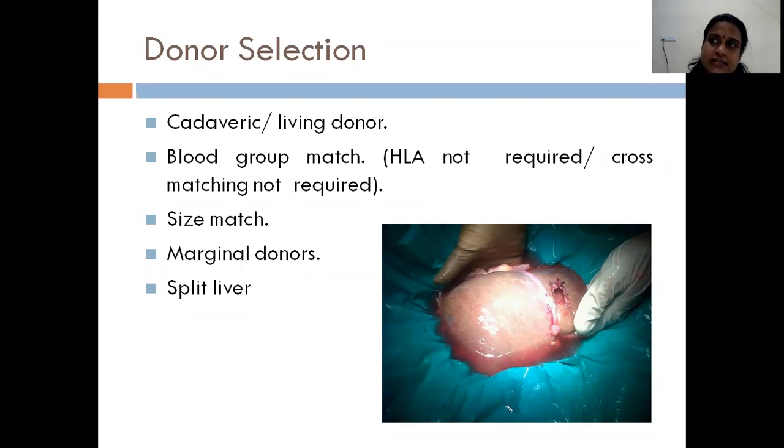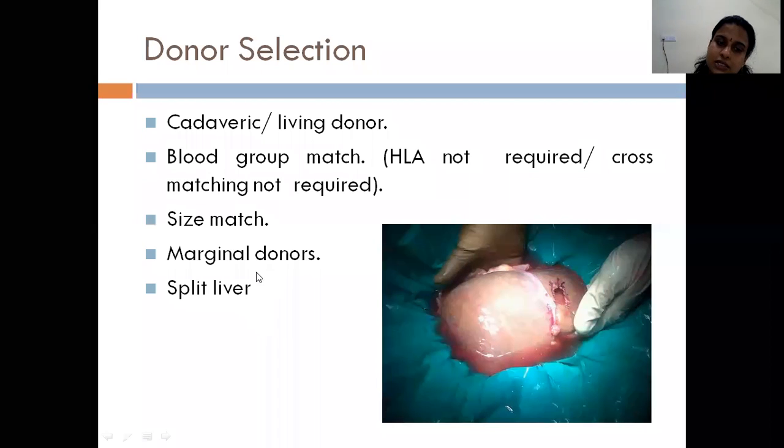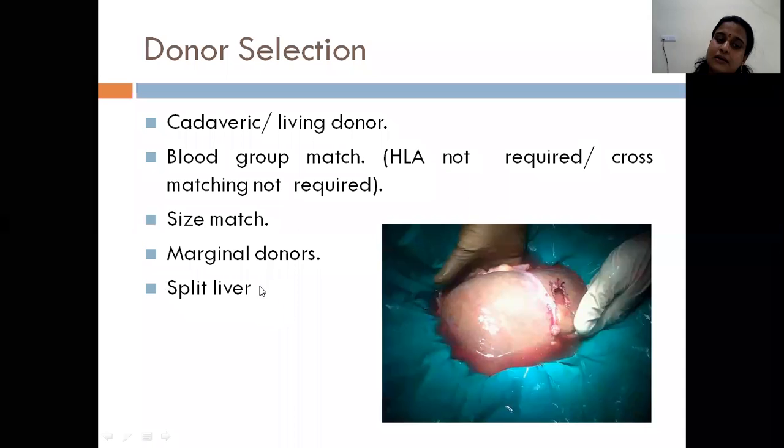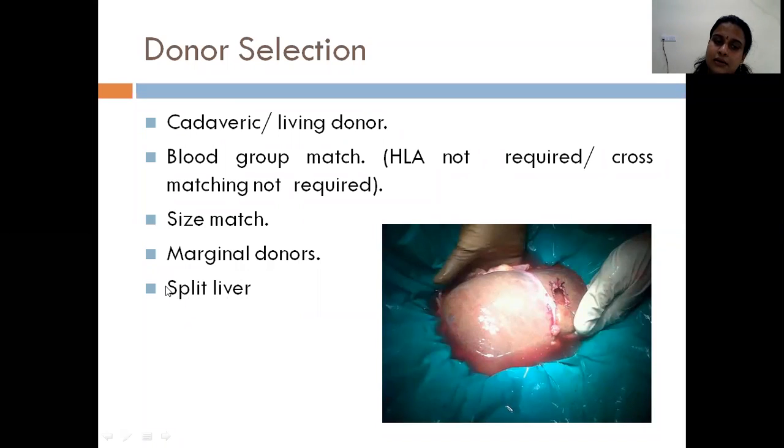In children with Child C classification and certain metabolic disorders, or in adults, the right half of the liver is transplanted. So this split liver transplantation is a very important technology that they have developed, that helps both the adult and child recipients at the same time with one single donor liver.